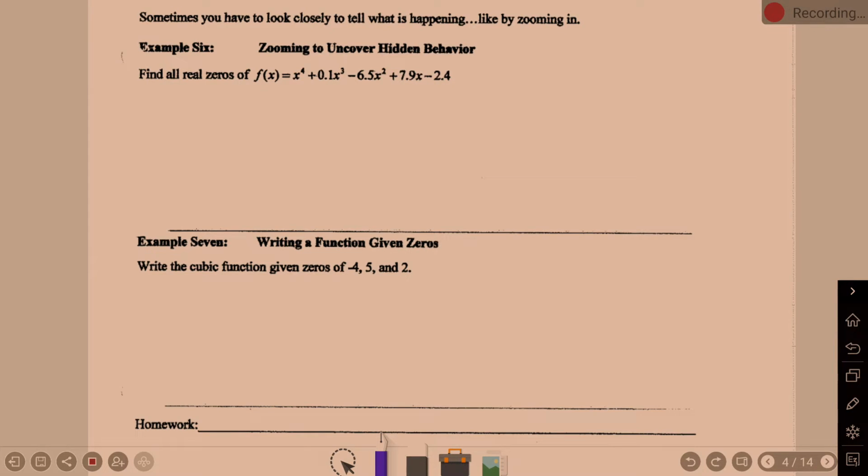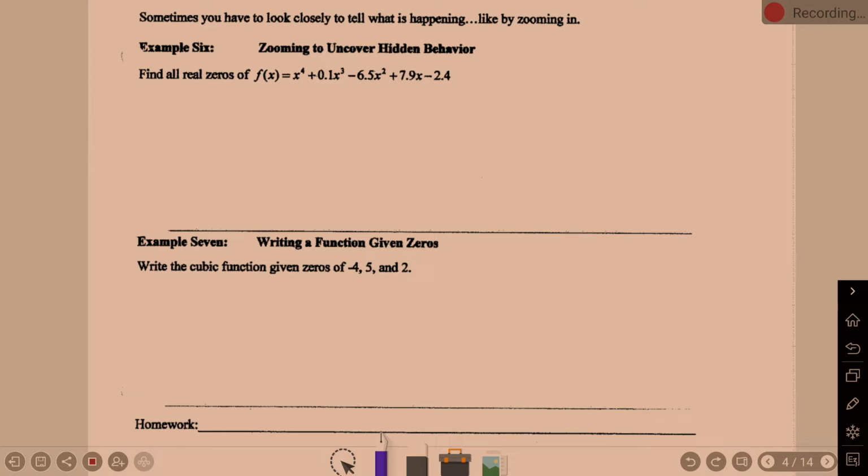Okay, finishing up lesson 2-3, finally. We have 2 examples left to do. And we had looked yesterday at solving or finding zeros algebraically. So taking the equation, setting it equal to 0, factoring, solving. Example 6 says find all real zeros.